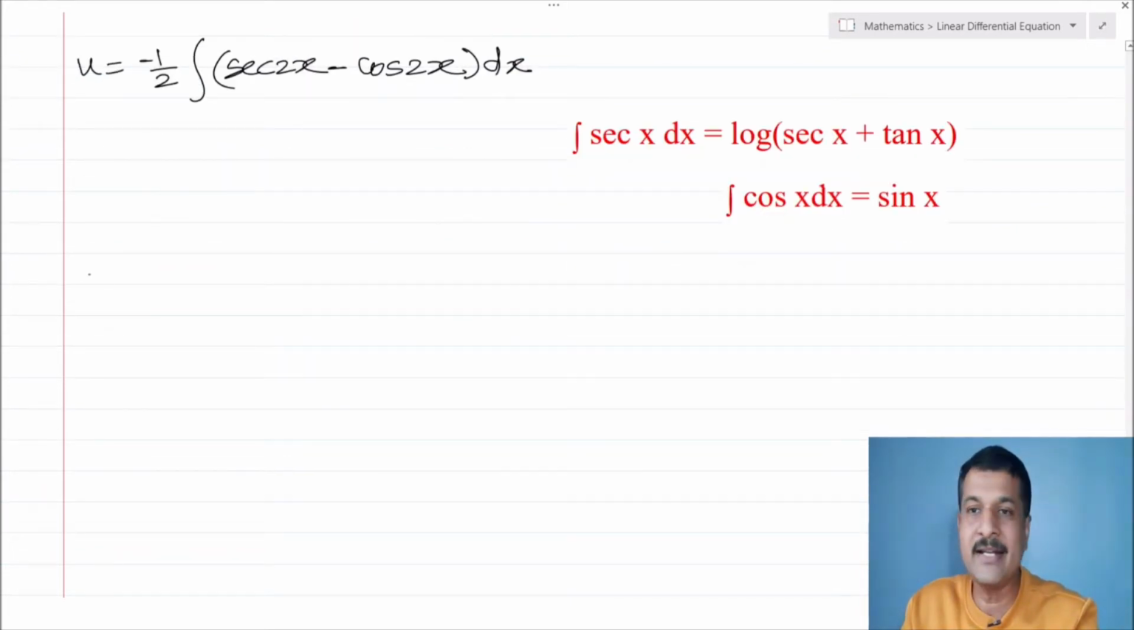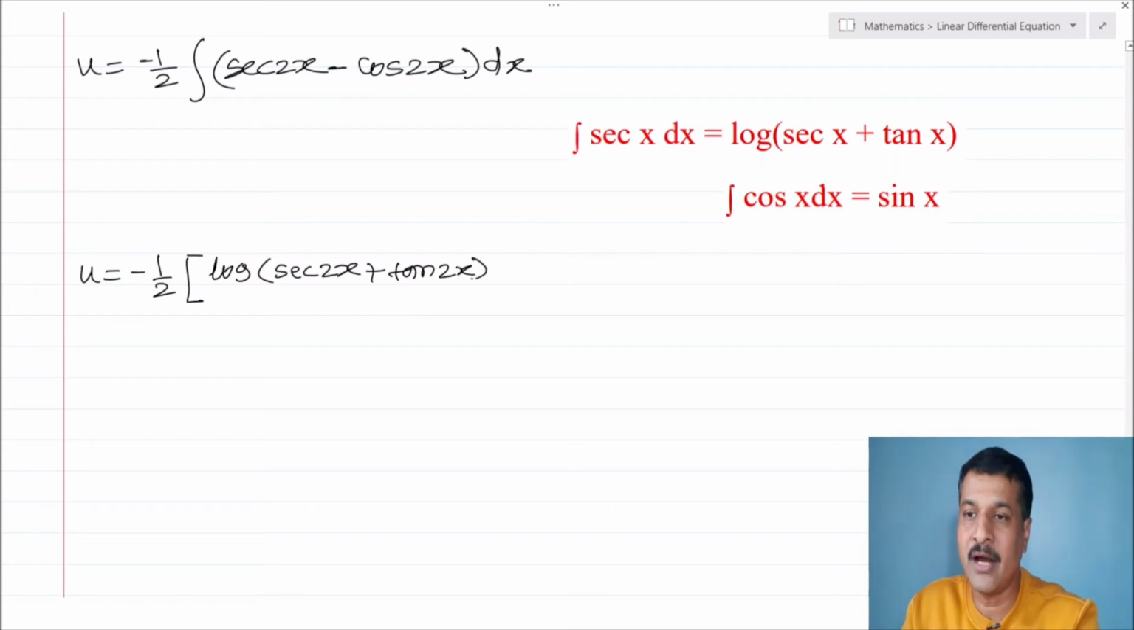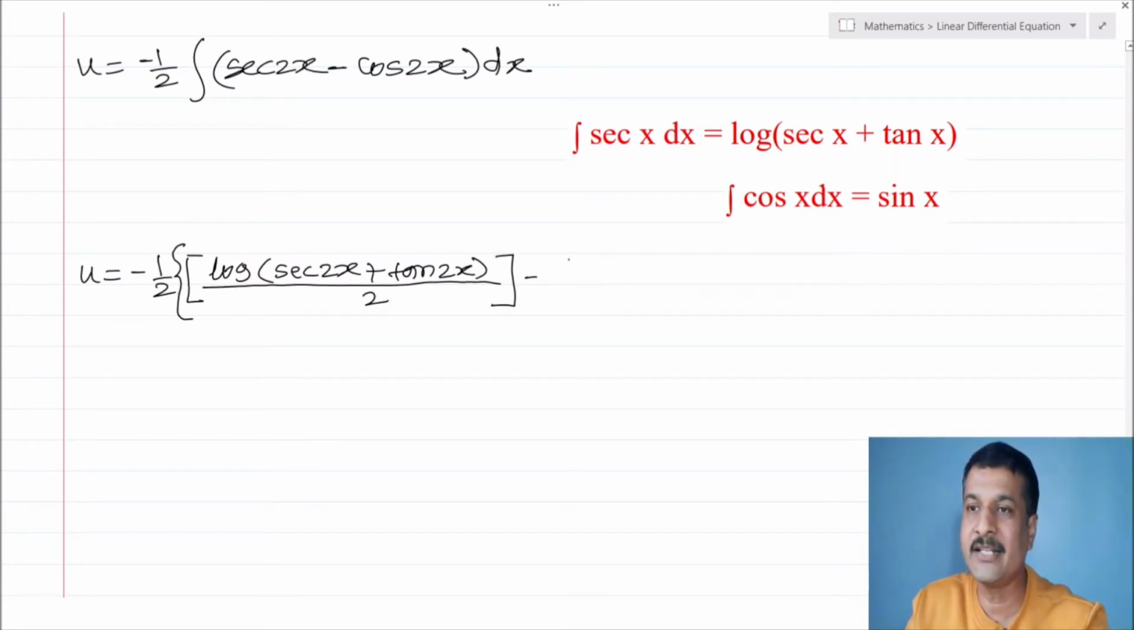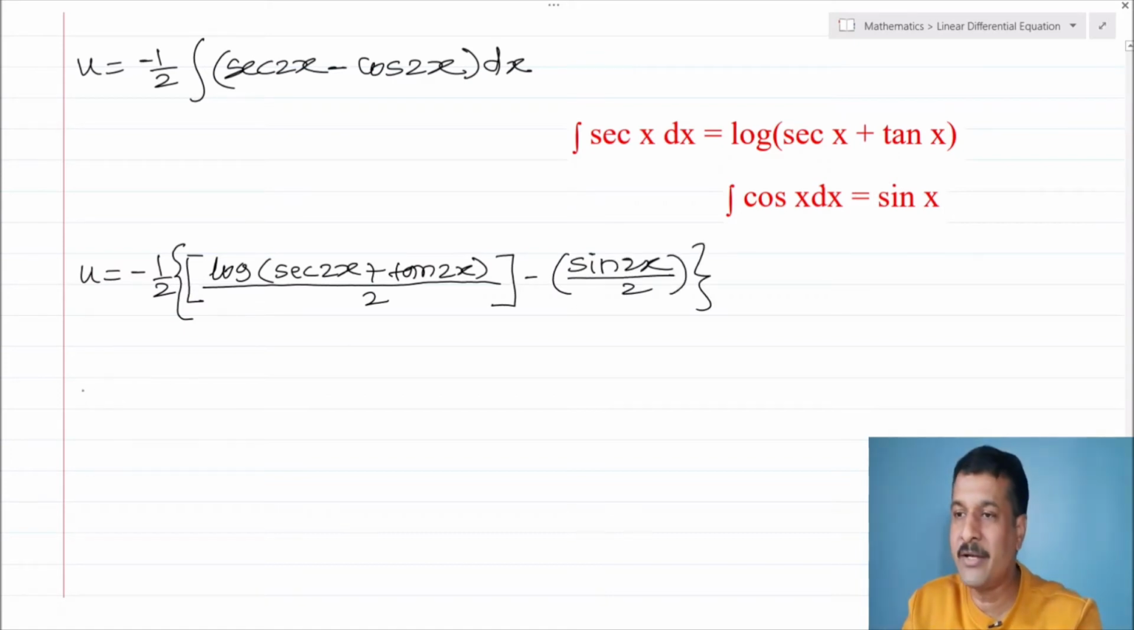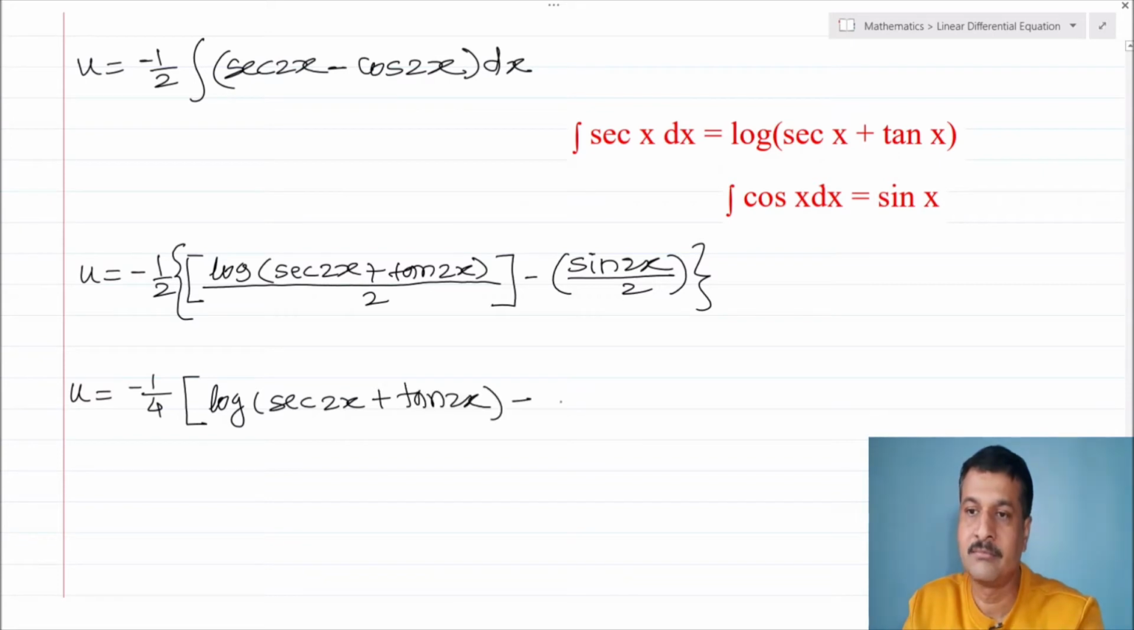So by standard integration of sec x and cos x, I am getting u equal to minus 1 by 2. So what is the integration of sec 2x? It is the log of sec x plus tan x, meaning log of sec 2x plus tan 2x upon 2, minus integration of cos 2x, which is sin of 2x by 2. So this 1 by 2 is common, and that is why I am getting minus 1 by 4, and inside I am getting log of sec 2x plus tan 2x minus sin 2x. So this is the value of u.